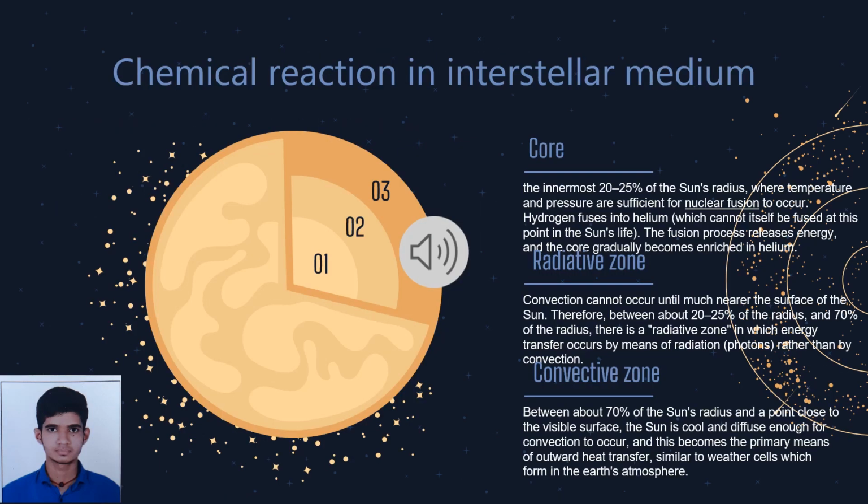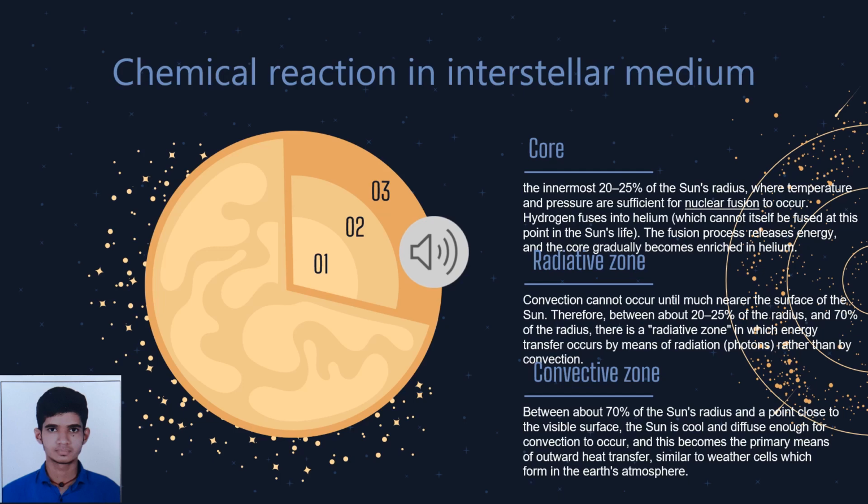In this slide, we have only mentioned the core, radiative zone, and convective zone. The core is the main thing, which consists of only 20 to 25% of the Sun's radius, and its volume is nearly less than 10%. But it is the most important zone of each star. Let us know why in the next slide.